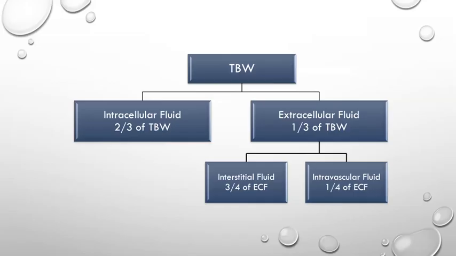As you can see in this diagram, total body water, like previously described, is divided between the intracellular fluid and the extracellular fluid. The intracellular fluid is about 2/3 of total body water, while extracellular fluid is 1/3. Within extracellular fluid, 75% of fluid is in the interstitial space or interstitial fluid. The remainder, 25%, is intravascular fluid in our bloodstream.